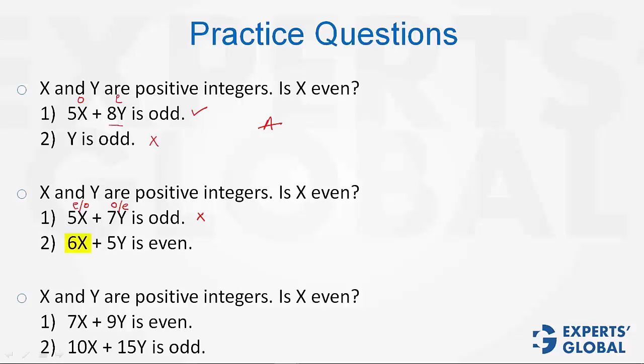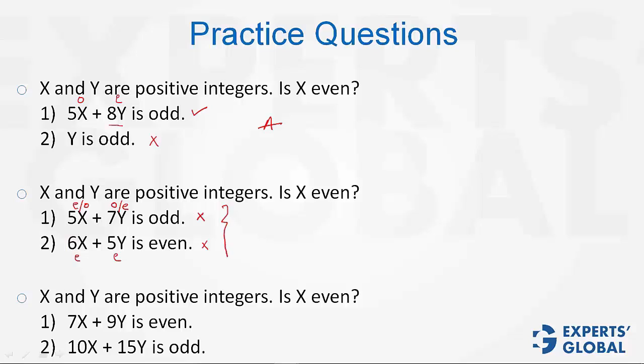6x is going to be even, irrespective of whether x is even or odd. This is even. 5y can be even or odd, but if the sum is even, then 6x plus 5y is even suggests that 5y should also be even. Even plus only even can be even. So this gives us some good information, that 5y is even, and therefore y is even. But this doesn't tell us much about x. So even this is not sufficient.